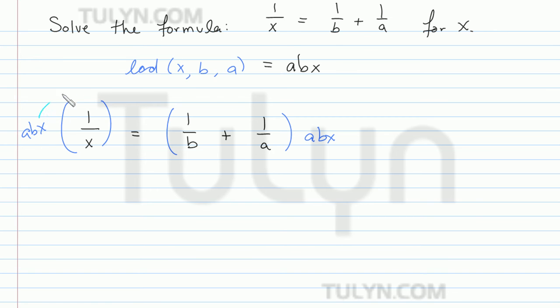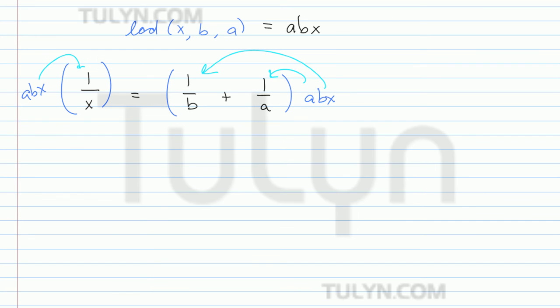And so what I'm going to do is I'm just going to distribute the LCD into each of the terms, and then I'm going to reduce in the step afterwards. So this turns into abx over x, right? All I did was multiply abx by 1 over x. And then this turns into abx over b plus abx over a.